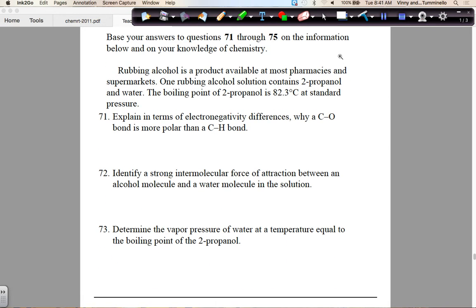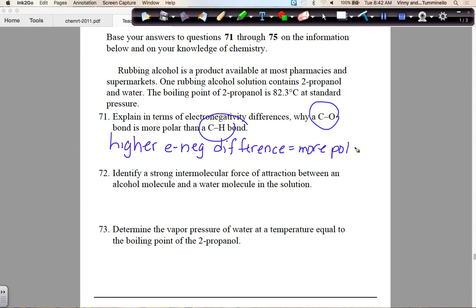For 71 to 75, it says, rubbing alcohol is a product available at most pharmacies and supermarkets. One rubbing alcohol solution contains 2-propanol and water. The boiling point of 2-propanol is 82.3 degrees Celsius at standard pressure. Explain in terms of electronegativity differences why a C to O bond is more polar than a C to H bond, and that is because a higher electronegativity difference makes a more polar bond. To get the electronegativity difference, you just find the individual electronegativities on table S and you subtract them.